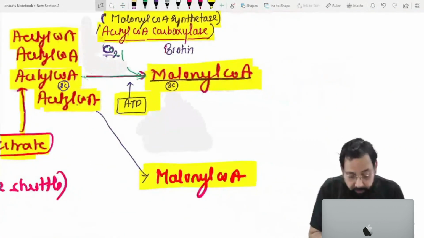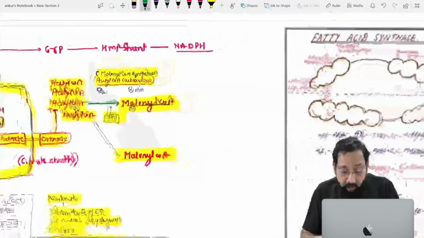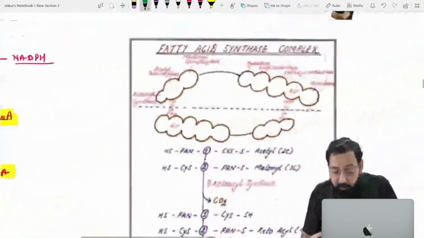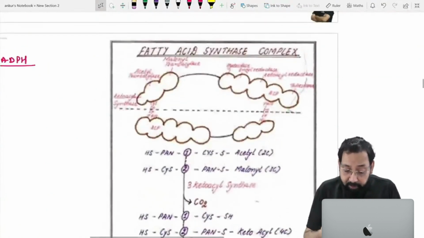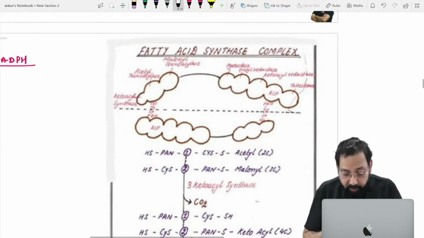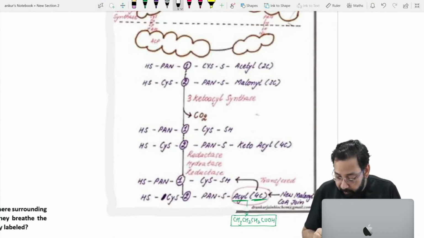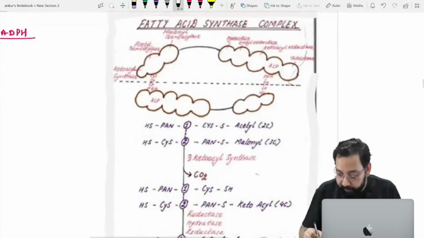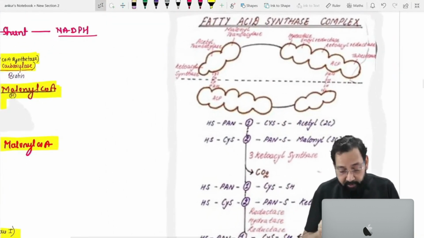First we converted acetyl coenzyme A to malonyl coenzyme A. Now further synthesis will take place on a fatty acid synthase complex. This fatty acid synthase complex is present in cytosol. Don't get confused with this peripheral boundary. This reaction is occurring in cytosol. This enzyme is present in cytosol, and this is the fatty acid synthase complex.